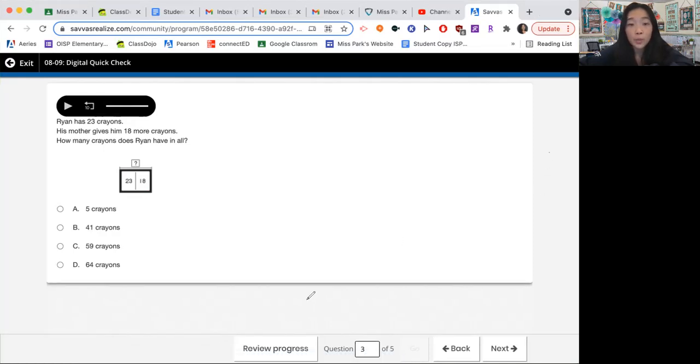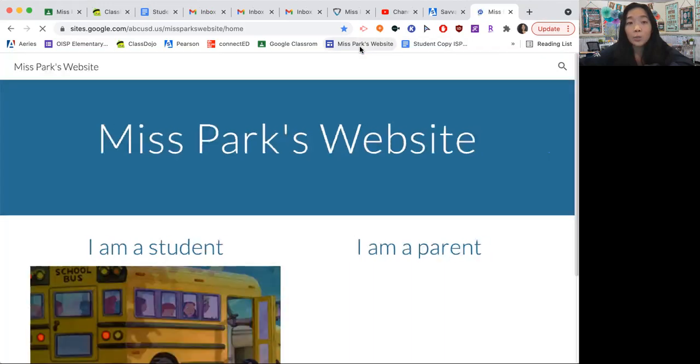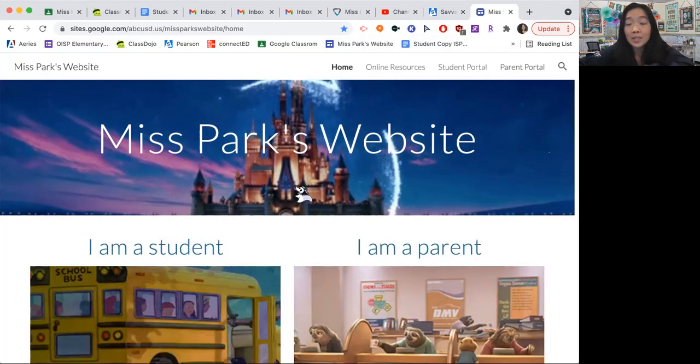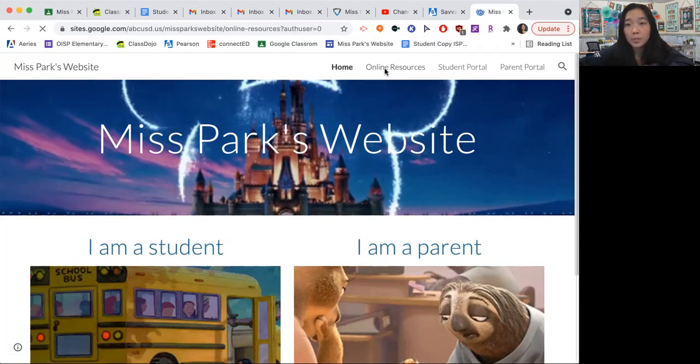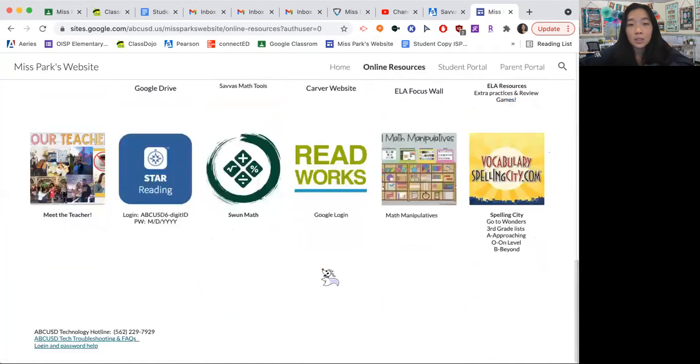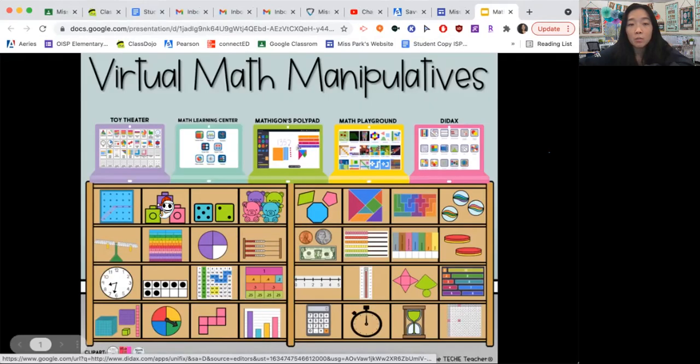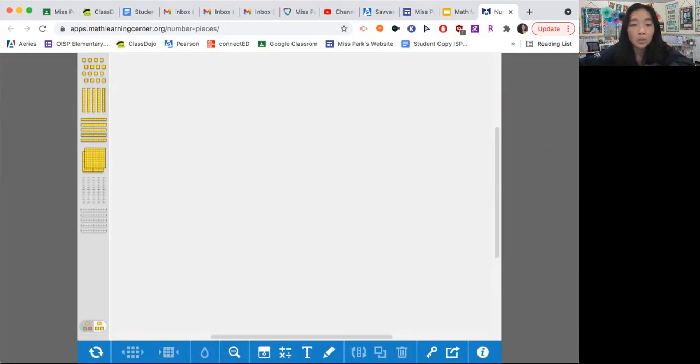Now, another way that you can do this is by using your Unifix cubes in your website. So if you want, you can also use websites online to help you show your work. So I'm going to go to online resources. I'm going to go to our math manipulatives. And then I'm going to go to our Unifix cubes. Actually, I wonder if I can use these. Okay, let's see if this works.